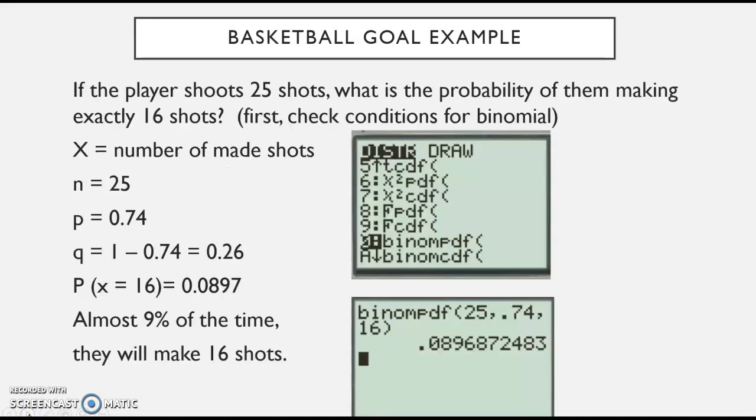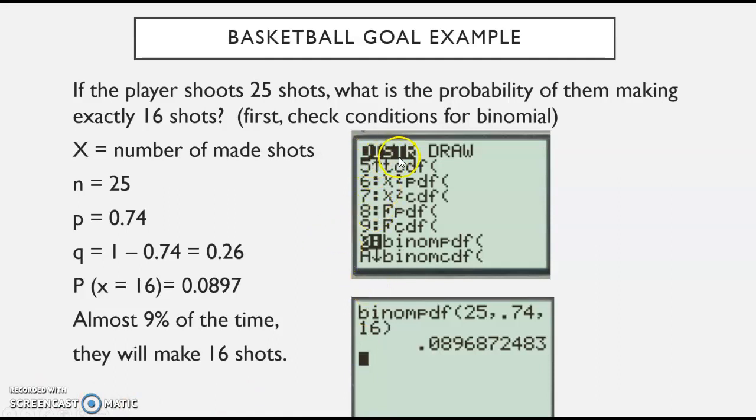So how do we find this? So here's what we want to do. We want to break out our TI calculator. The first thing you want to do is hit the second button on the top right of your calculator, and then it will say VARs. Second VARs is your distribution menu, and that will bring you to this first screen.